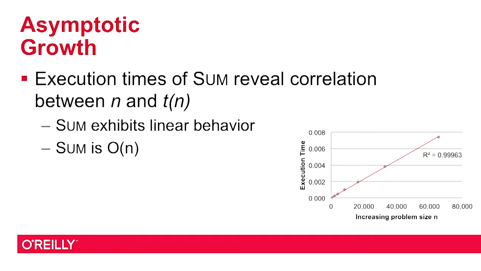And so we would say that the sum program that we just described exhibits linear behavior. As the size of the problem instance increases, the execution time increases. And in shorthand, or using the formal definition, we would say that it's order n, or big O of n.